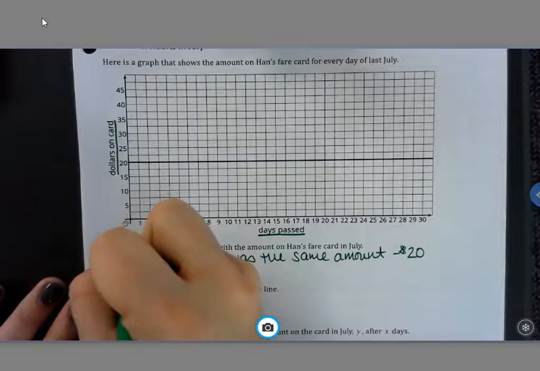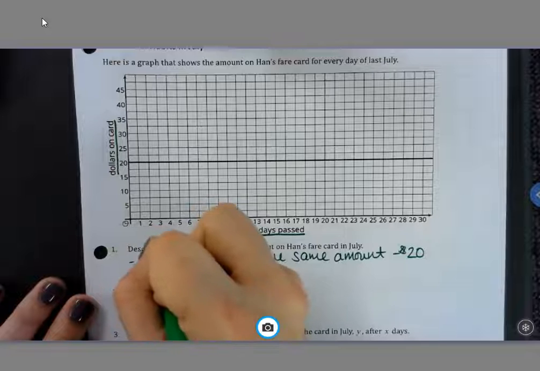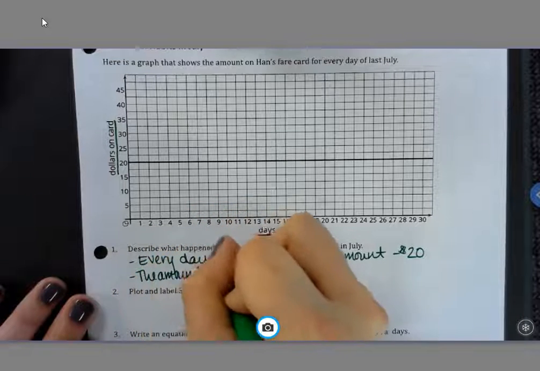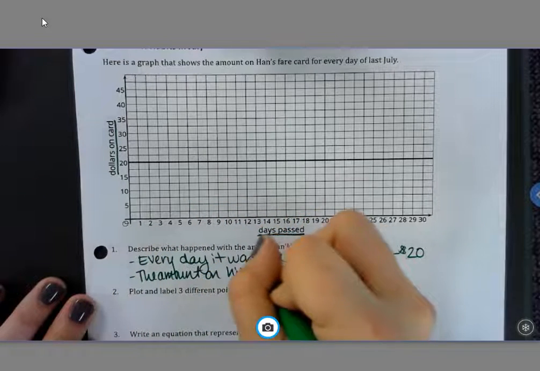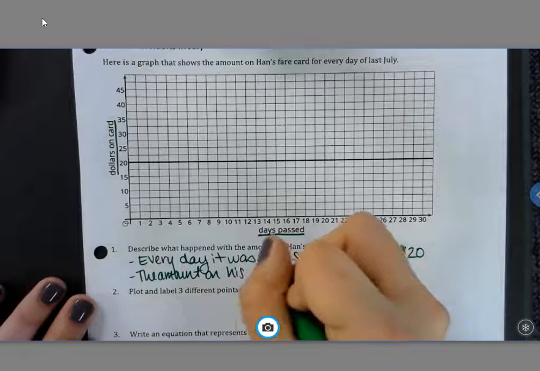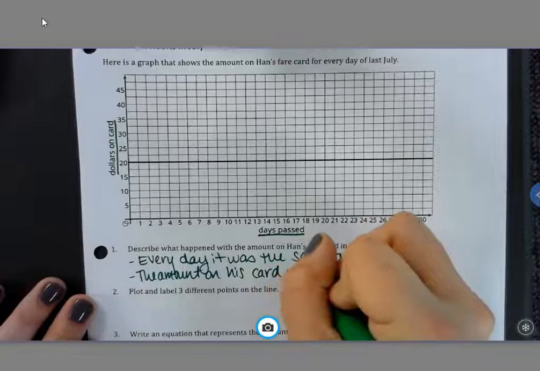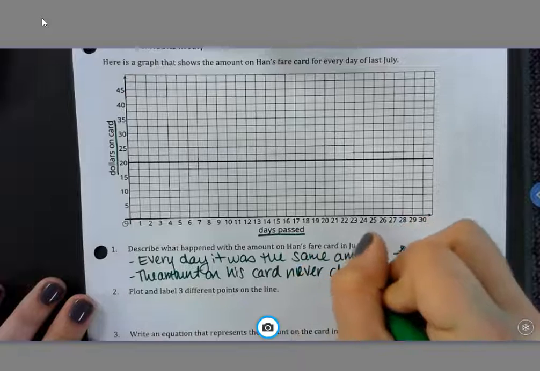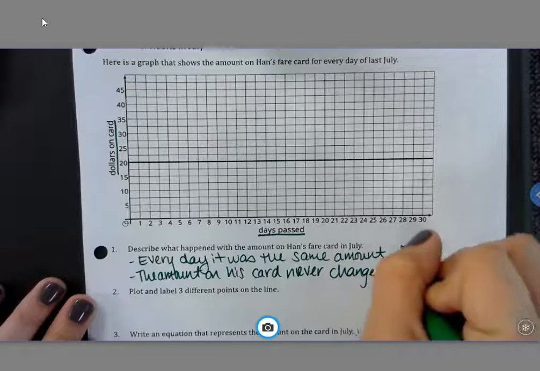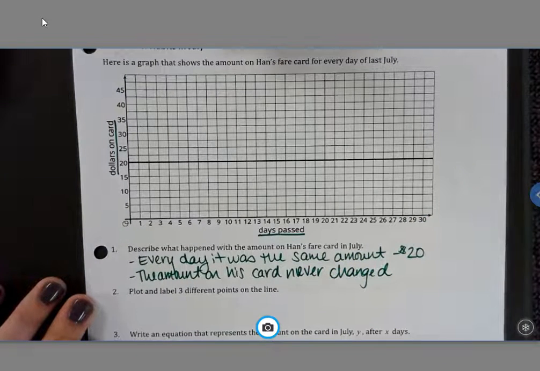We could say the amount on his card never changed, stayed the same the whole month.